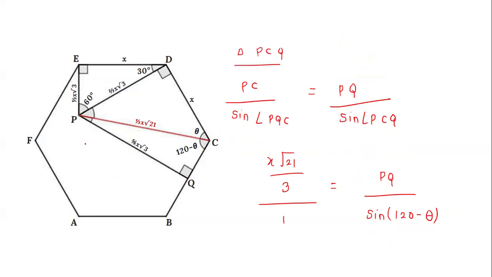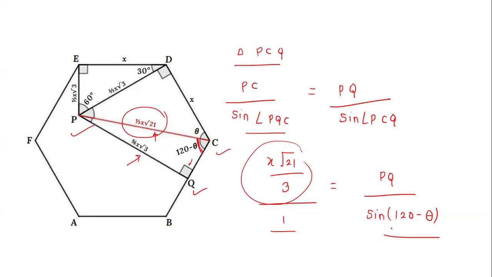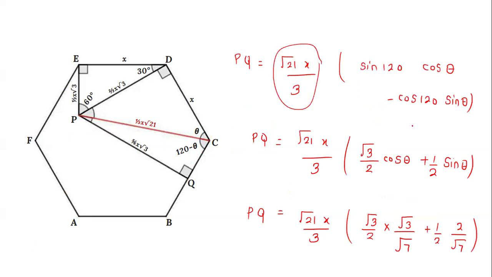Now you look at the triangle PCQ. This is P, this is C, this is Q. You can apply the sine rule here also. PC divided by sine of angle PQC, which is sine 90 degrees, equal to 1, and PC we know this length. So this length divided by 1 is equal to PQ divided by sine of this angle, which is 120 minus theta. So from here you can write PQ as this value multiplied by sine of 120 minus theta.